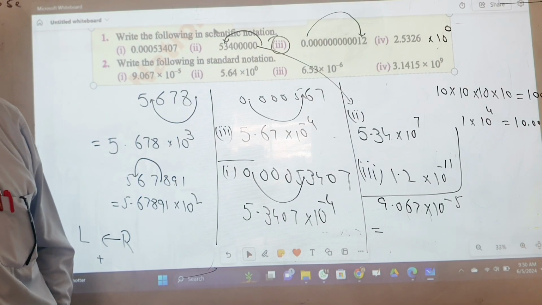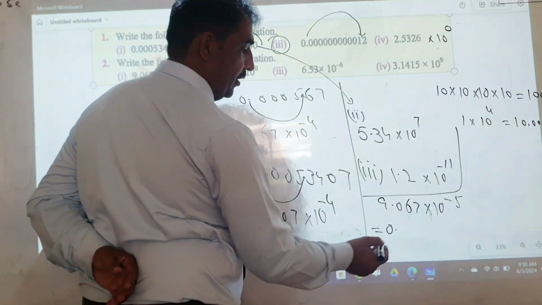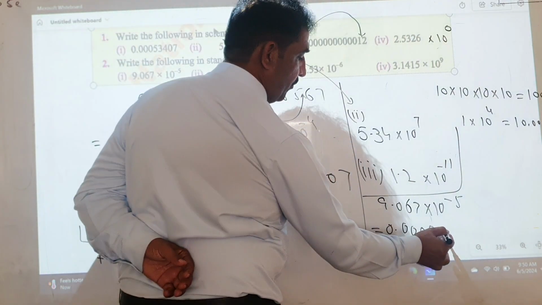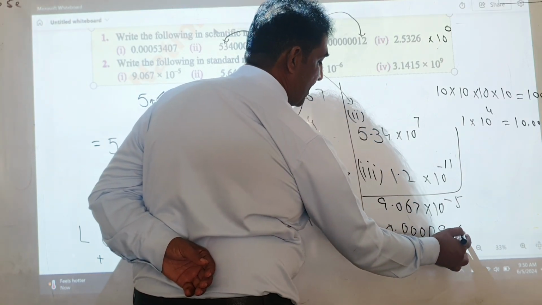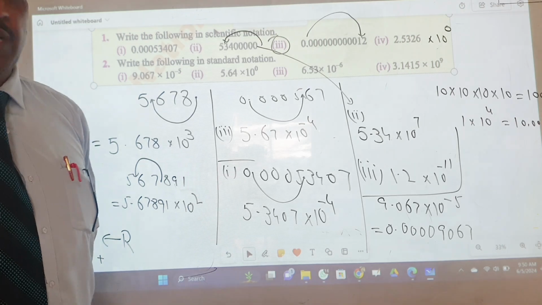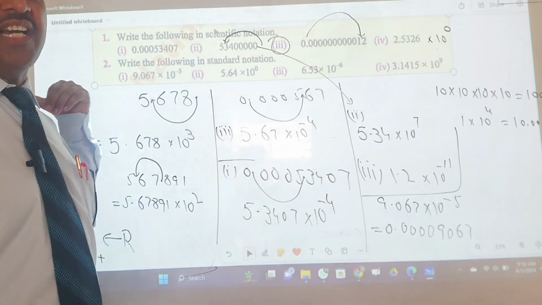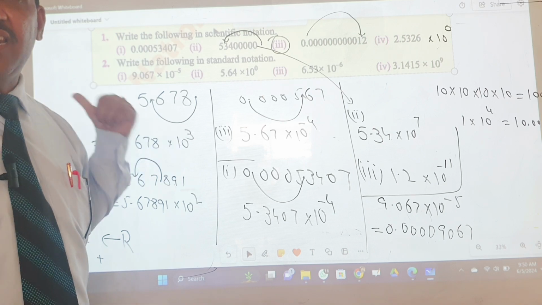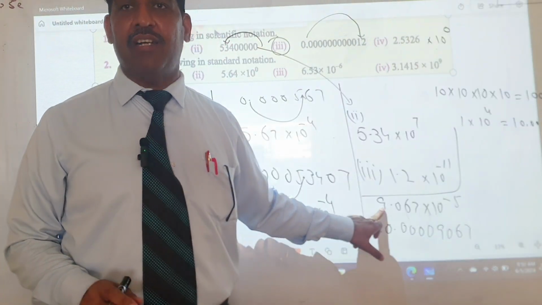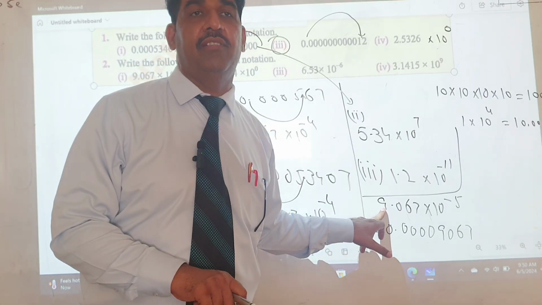Okay, tell me. 0.4... 0.00009067. Good. Is she right? Because there is a negative sign, we have to move back, so you have to go to the left side. For reverse gear you have to go to the left, but how many digits? 5. One digit is already given, so we have to apply the zeros from our side.